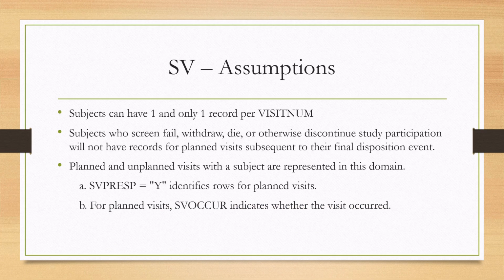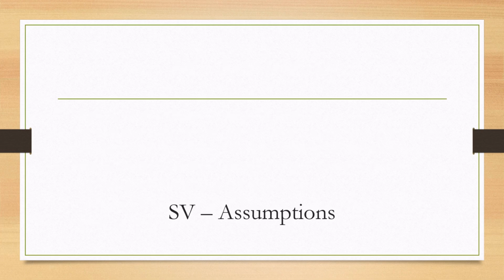For a planned visit only, you will have SVOCCUR populated, either as Y or N. So for a planned visit, when SVPRESP is Y, if SVOCCUR is Y, that indicates that the planned visit has occurred. But if SVOCCUR is equal to N, then that means the visit was planned, but the planned visit did not occur for the subject. For an unplanned visit, SVPRESP and SVOCCUR will be null.